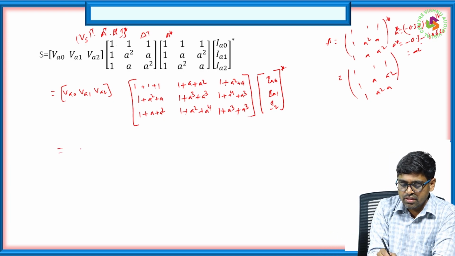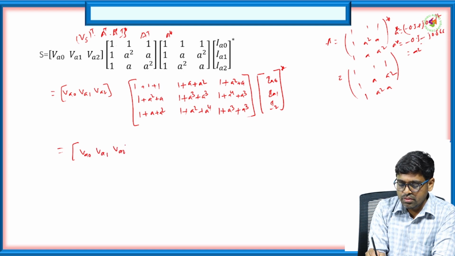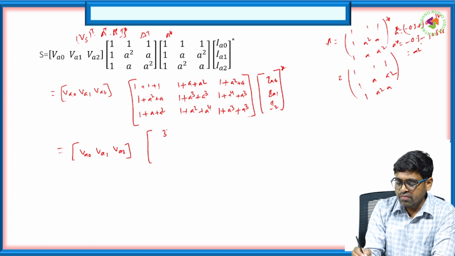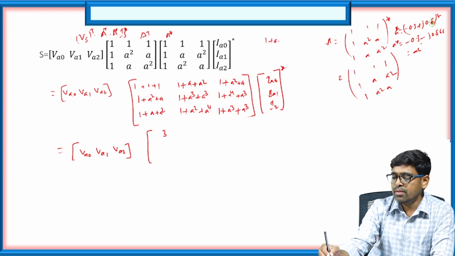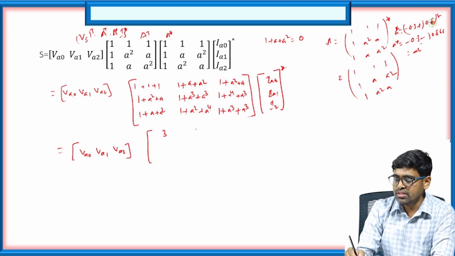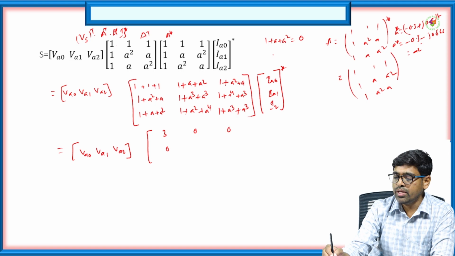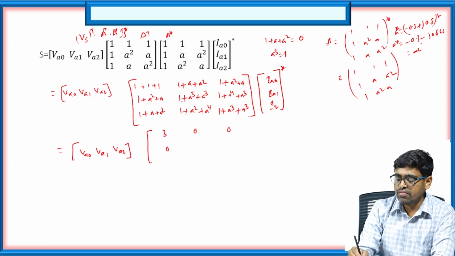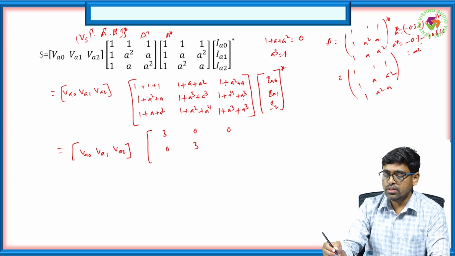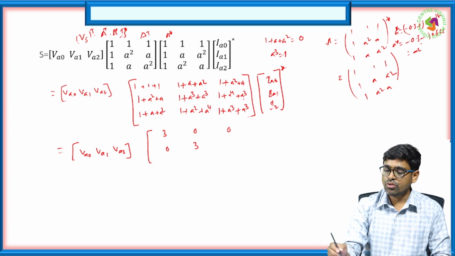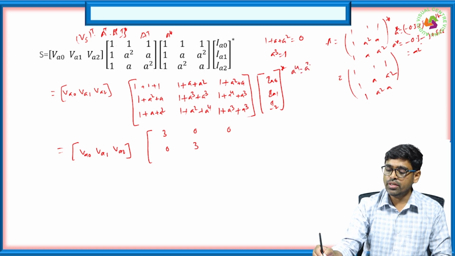Now we can equate Va0, Va1, Va2 into it is 3. You know that 1 plus A plus A square is nothing but 0. This is 0, this one also 0. 1 plus A square, it is 0. 1 plus A cube, A cube is nothing but 1, then it is 1 plus 1 plus 1, again 3. 1 plus A power 4: A cube is nothing but 1, so A power 4 we can write as A cube into A. A cube means 1, 1 into A, it is A.